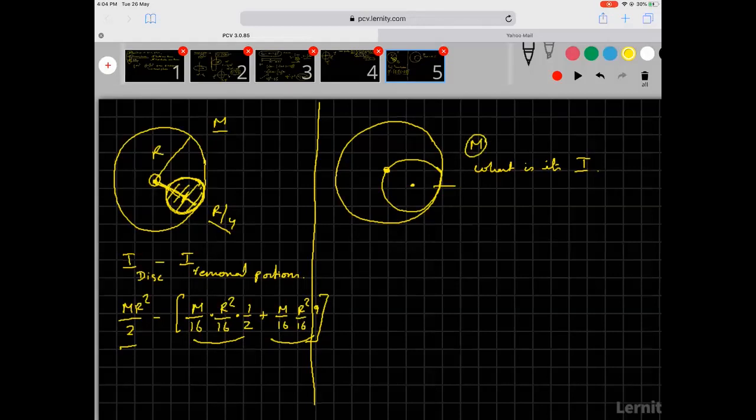Okay, so here the radius is r by 2. So if you remove r by 2, then the mass is that much. That means what? Initial area is pi r squared. Now you have removed pi r squared by 4. So what you have is 3 pi r squared by 4. So the mass 3 pi r squared by 4 corresponds to m. So the mass for pi r squared will correspond to 4m by 3. That means the initial mass of the disk will become 4m by 3 into r squared by 2.